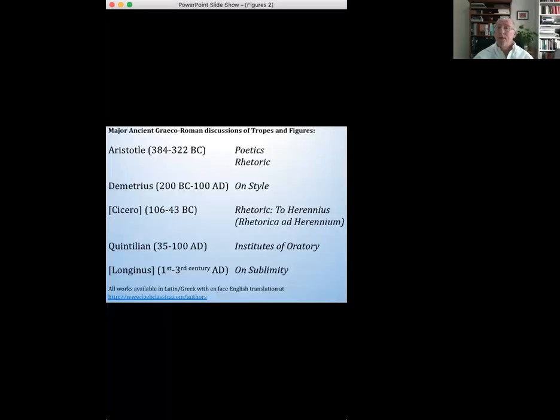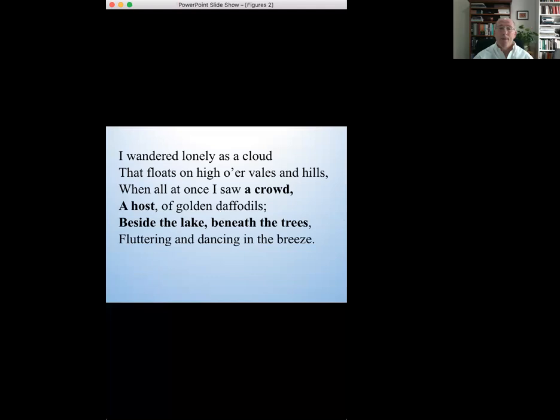You recall that the poem begins this way. I wandered lonely as a cloud that floats on high o'er vales and hills, when all at once I saw a crowd, a host of golden daffodils, beside the lake, beneath the trees, fluttering and dancing in the breeze.